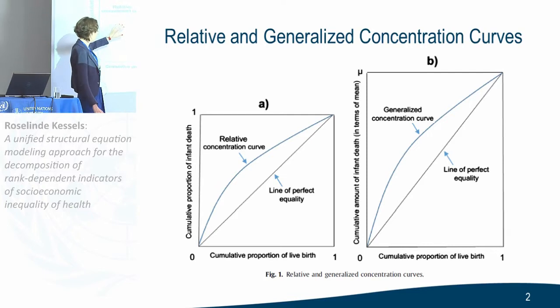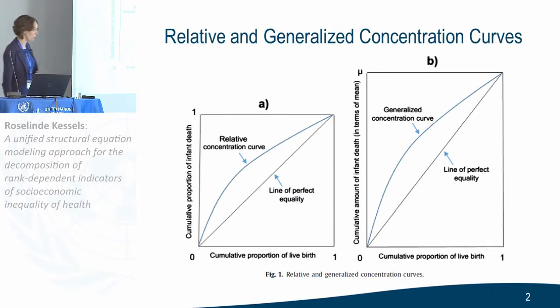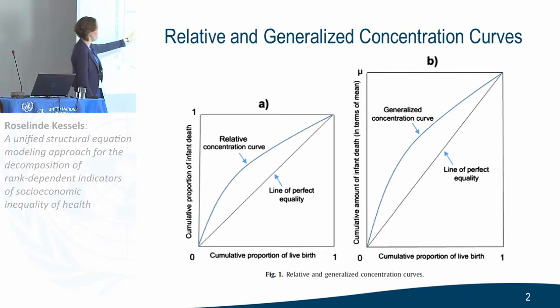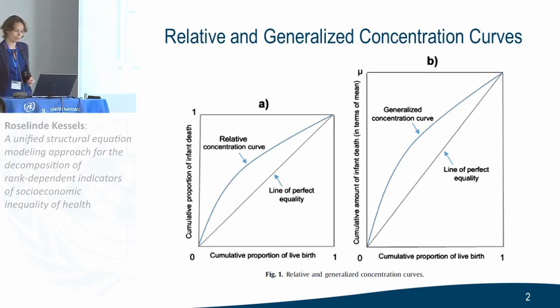And what do we see here? That most of the mass is concentrated on the left-hand side, so that infant mortality is concentrated among the poor people. And the associated concentration index will then be negative, meaning that we have a pro-poor bias of the distribution of health. And the concentration index is computed as twice the area between the concentration curve and the line of perfect equality, the 45-degree diagonal line. So this is just in order to set the scene a little bit about the aim of this work.